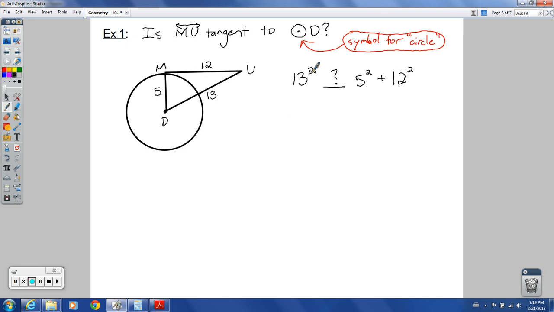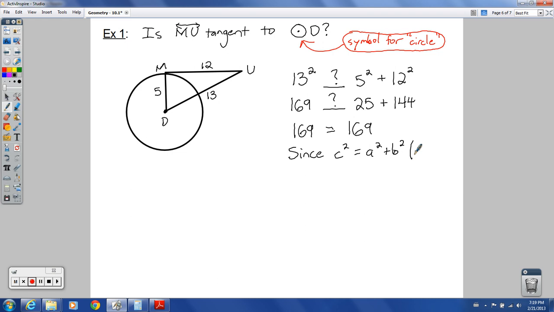What is that comparison? 13 squared, that's 169. And we still are going to put a question mark here, not totally sure yet. 5 squared is 25, and 12 squared is 144. So if we compare those two, you get 169 equals 169. Therefore, since c squared equals a squared plus b squared, let's write down what that was again. That was the converse of the Pythagorean theorem.